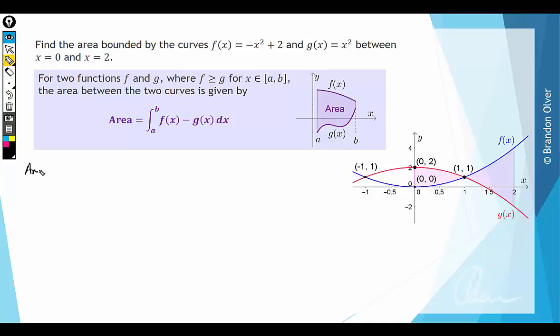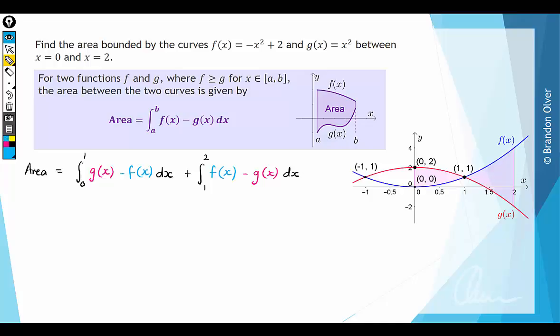So the area is going to be given by the integral of the first region, which goes between 0 and 1, and over that interval we have g of x being the upper curve, so we're going to have g of x and then we're going to subtract f of x, so the upper curve minus the lower curve with respect to x, and then we're going to add on the area of the second region, which is going to be the integral between 1 and 2, and this time we have f of x being the upper curve, so we're going to have f of x and then we subtract away the lower curve, which is g of x, and we calculate that with respect to x.